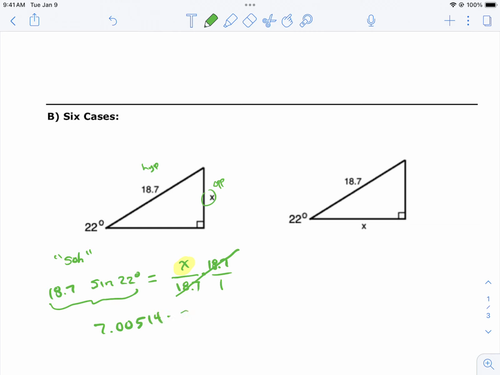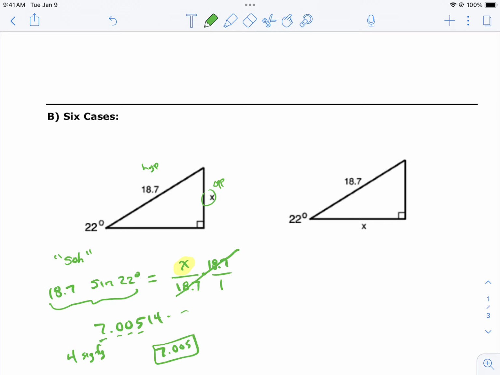Now, because I'm going to ask you to do this on the homework, I'm going to round this to what's called 4 sig figs. What is a sig fig? Every number you see starting with the 7 is a sig fig. So starting with the 7, I count 1, 2, 3, 4. So 7.005 would be my answer to 4 sig figs.